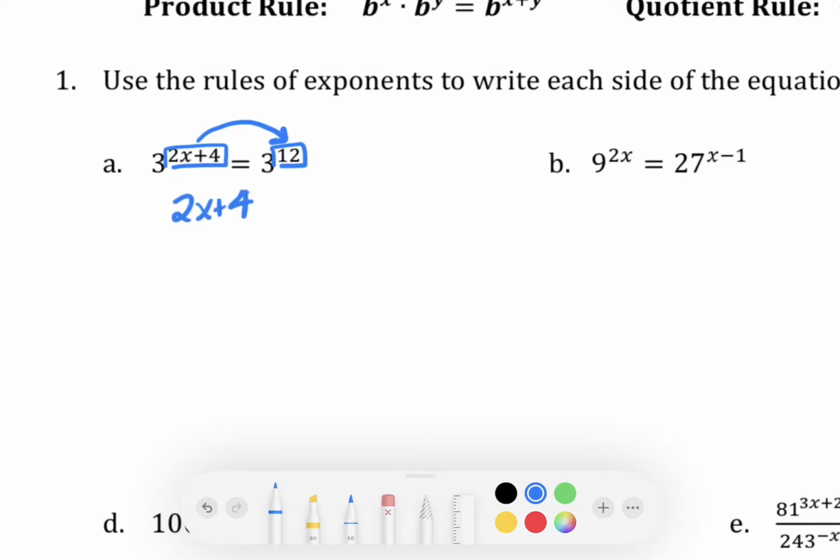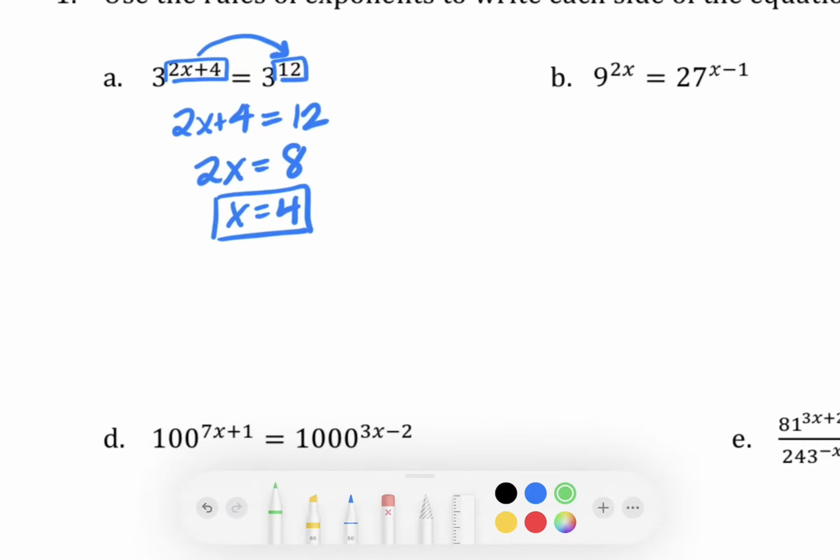2x plus 4 must be equal to 12. Subtract 4 from both sides. Divide both sides by 2. And we find that x equals 4. I never trust this right off the bat though. I like to plug the point back in and verify that it does work. So 3 to the 2 times 4 plus 4 equals 3 to the 12. Well, 2 times 4 is 8, plus 4 is 12. So 3 to the 12 equals 3 to the 12. You could put those into a calculator or just take it for how it's written. That is, in fact, true.